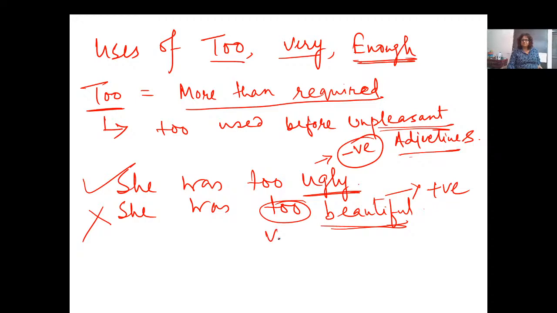So we have to take "very." Very can be used for a pleasant adjective, and too can be used for a negative adjective. Whenever it is negative thinking, negative words, negativity, an unpleasant thing, it will be used for too. And whenever it is a pleasant or good thing, we have to take very. This is the basic difference between too and very. Too always takes a negative word, and very is always used with a positive word.